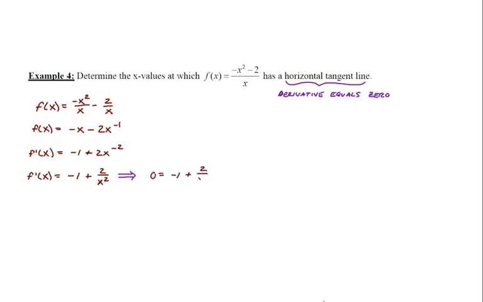So 0 is going to equal -1 plus 2 over x squared. Add 1 to both sides. I would multiply both sides by x squared here, giving me x squared equal to 2. So x is going to be plus or minus root 2. What that means is if I were to graph this original function, there should be a tangent line that's horizontal, or obviously a slope of 0, at those values.